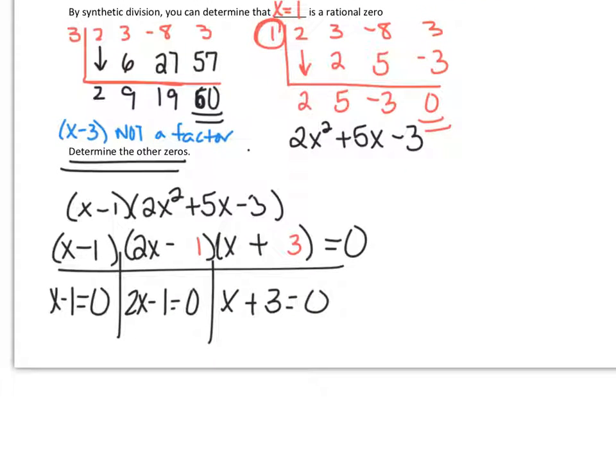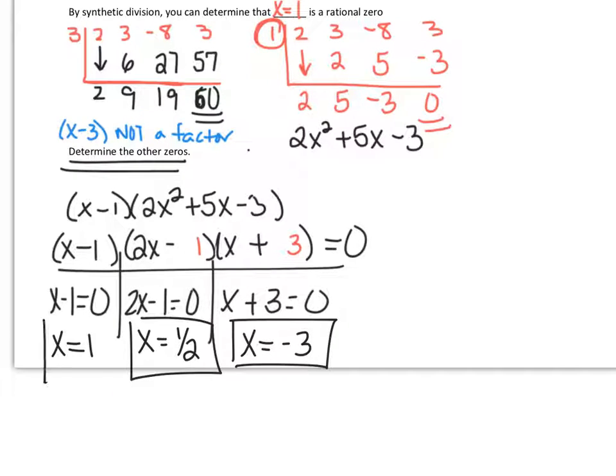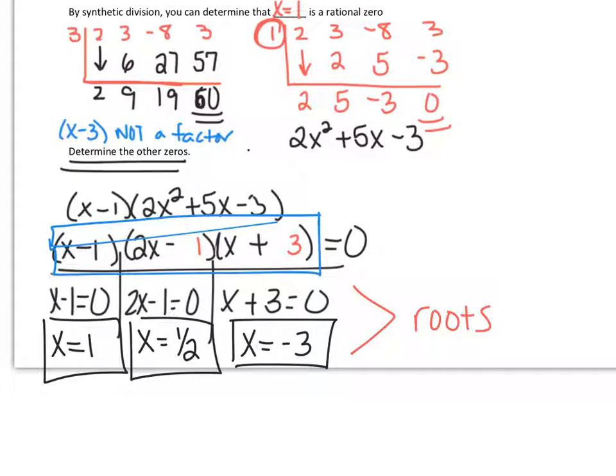And just to finish this off, add 1 to both sides. Add 1 and divide by 2. And subtract 3. So these down here are my roots, and these are my factors.